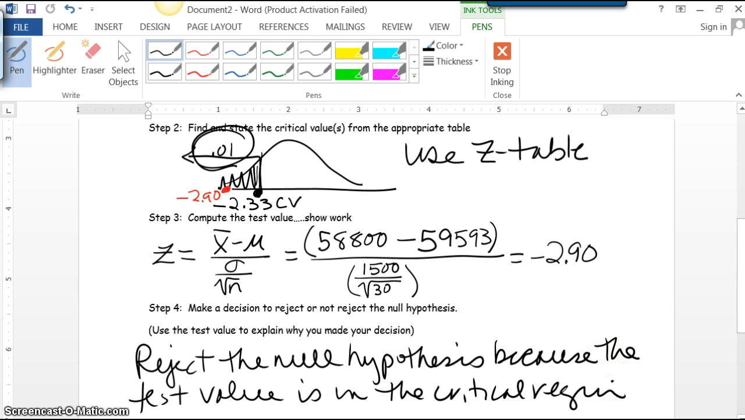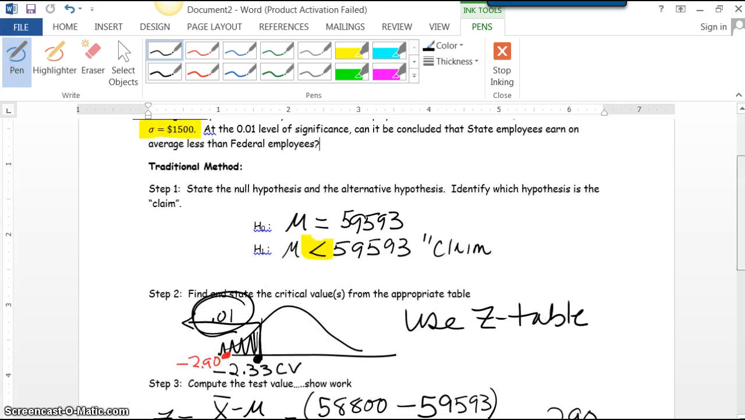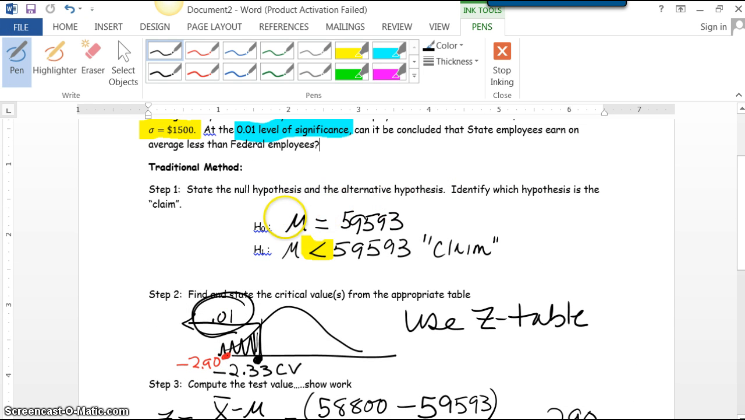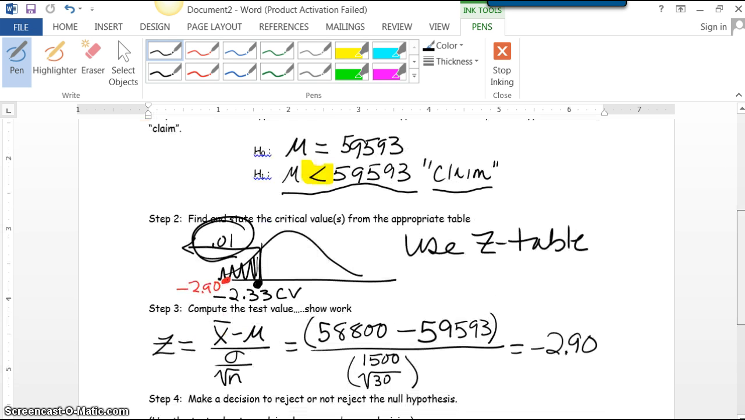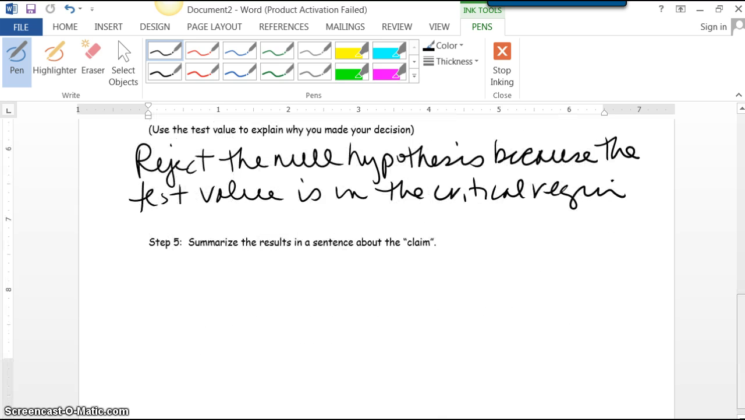So we're rejecting the null hypothesis, and then when you come back up and look at the null hypothesis, we're actually rejecting this. And when you reject the null, you're actually supporting the alternative, and the alternative happened to have the claim attached to it. So as we reject the null hypothesis, we're supporting the alternative hypothesis, and that happens to be the claim in this problem. So in this step down here, you write something similar to this.